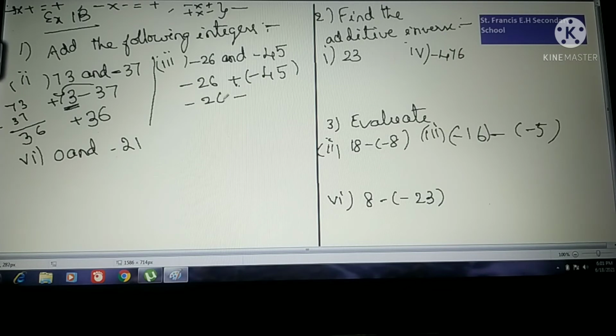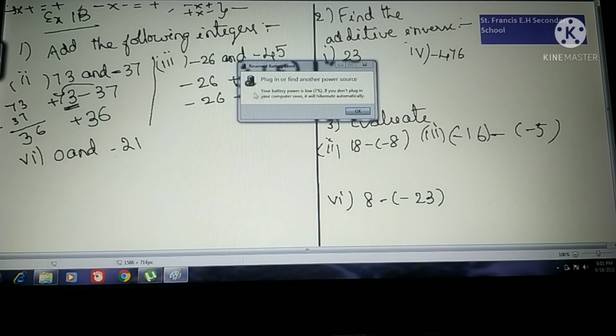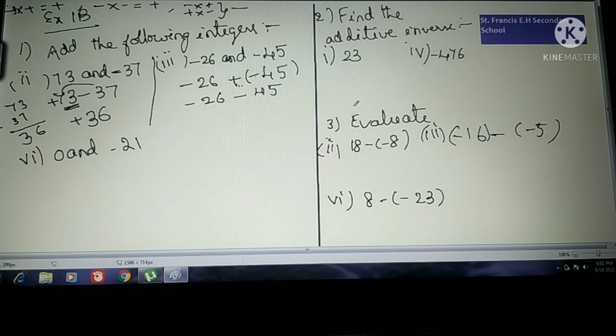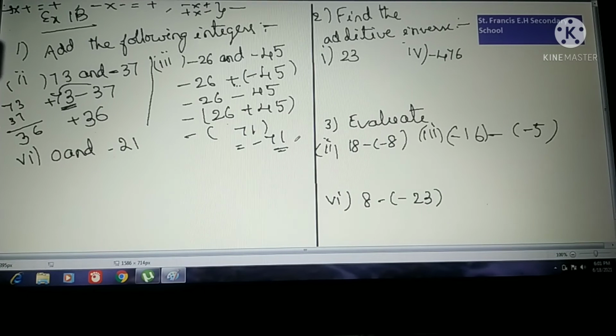Now according to this, plus into minus will be minus. Here as usual minus 26, plus into minus, minus 45. Now what to do? Minus 26 minus 45, add these two. How to do? First take the minus out and then write the numbers. Now add these two, 26 plus 45 means 71. Now apply the minus here, minus 71. That is your answer. Understood?